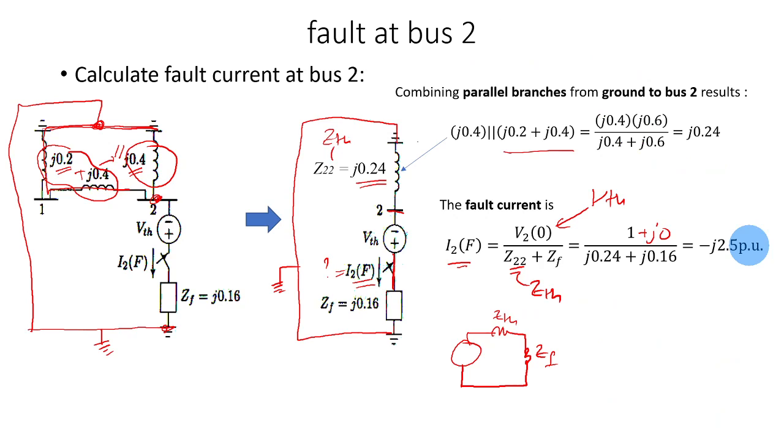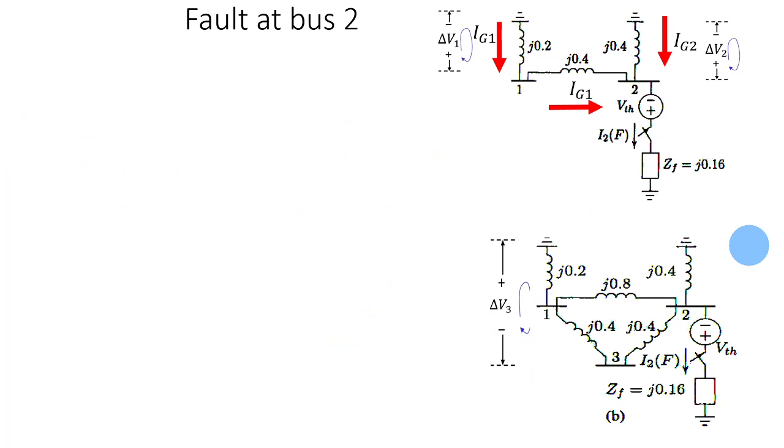The next step is to find out what happens to the voltages at the rest of the buses, all the buses during the fault, as well as the currents that flow through all the branches. So let's go to the next step. Before we calculate the voltage, we need to find the currents that flow from the generators. The first thing is you need to find IG1 and IG2. IG1 is from generator 1, IG2 is from generator 2.